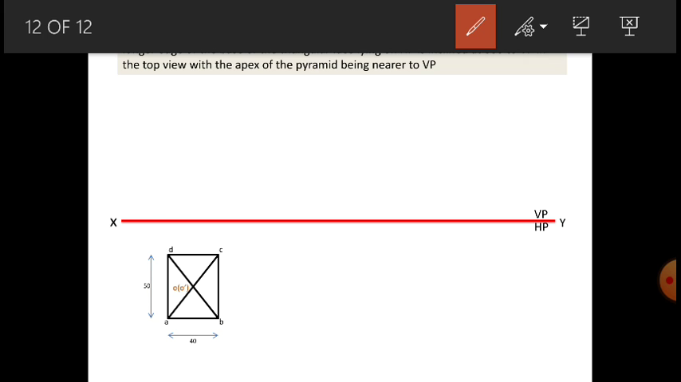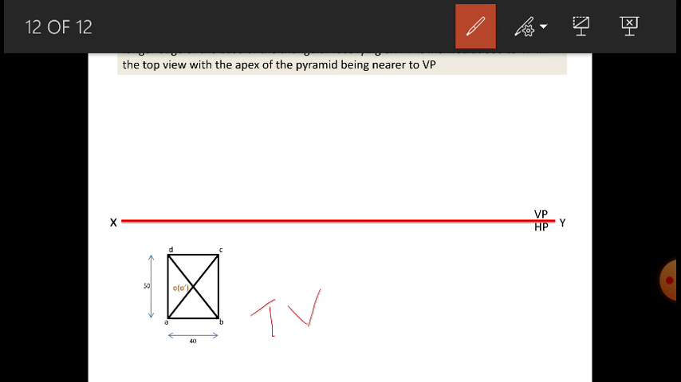Now this is your top view, right? The pyramid has its vertex, or the apex, where all the edges are going to meet at a point, that is O dash. O dash is the point below where your axis line passes through. It is the center of your object.